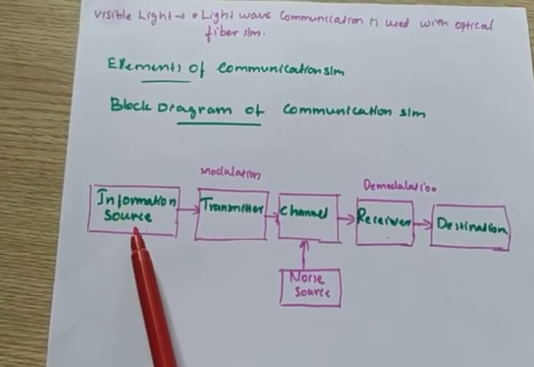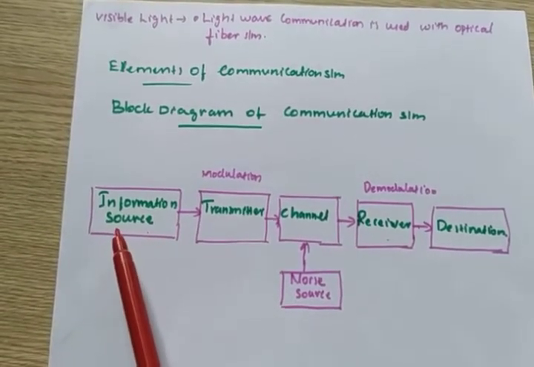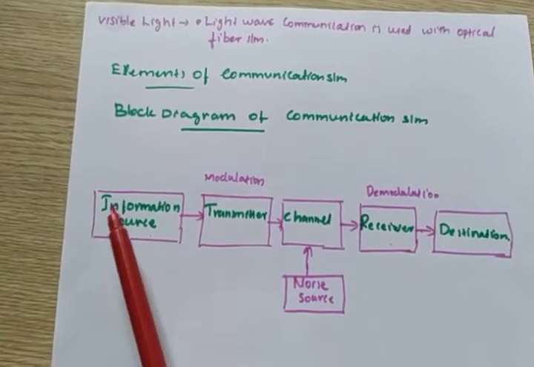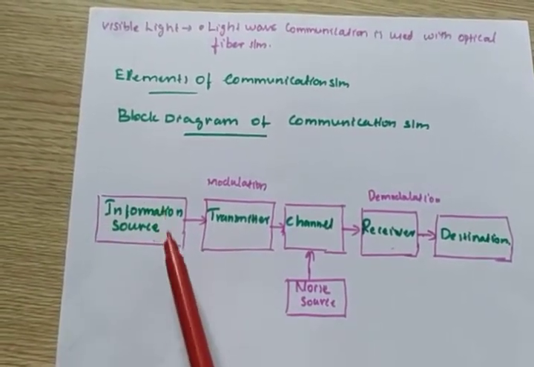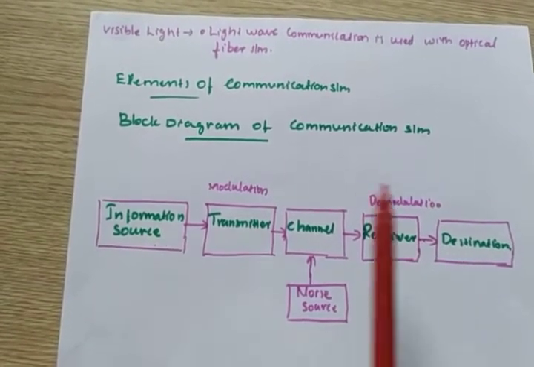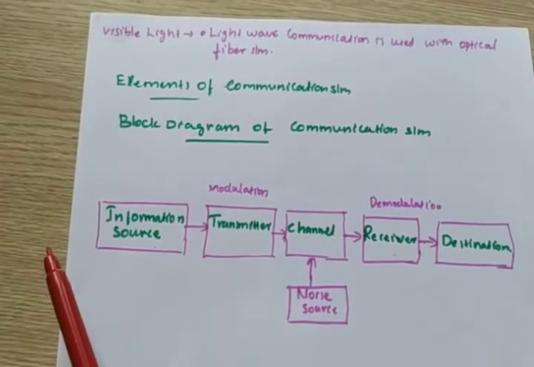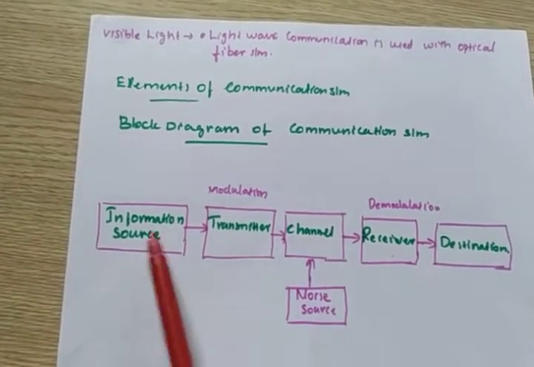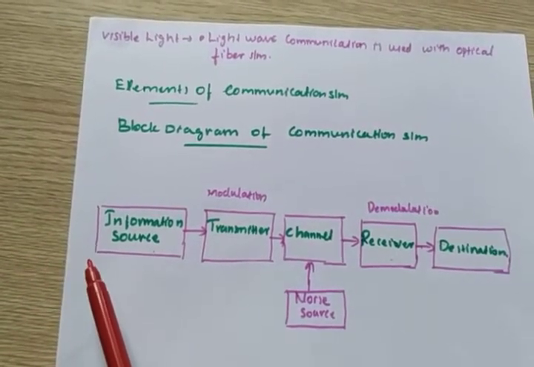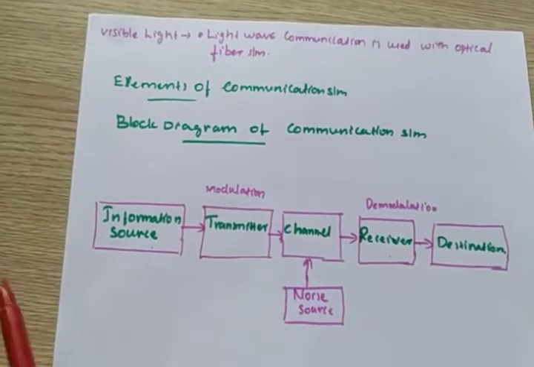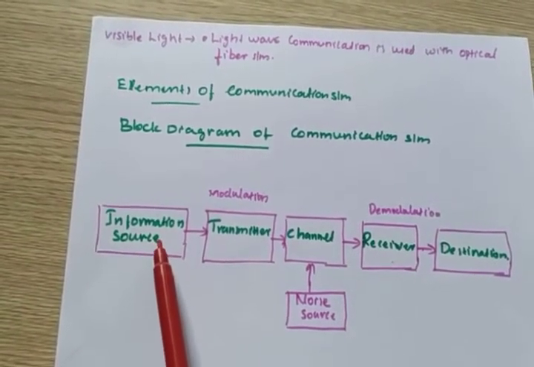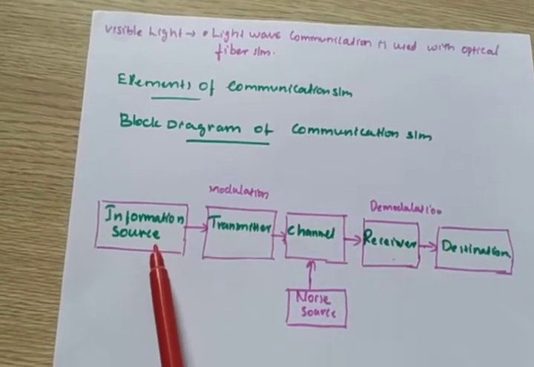So first is the information source. This information source can be a text message, a voice signal, anything, or an image. That is the information source here. You have to transmit it to a destination, and the source and destination are kept at a far distance. So you have to design a communication system. This is the general block diagram, in which the information source can be a message, a voice, or an image.